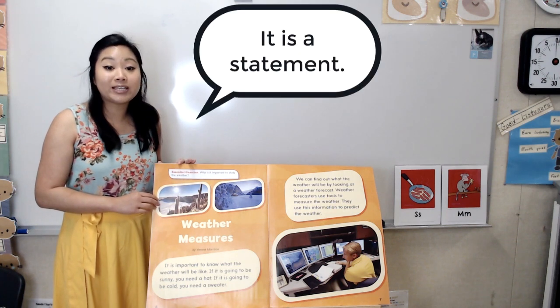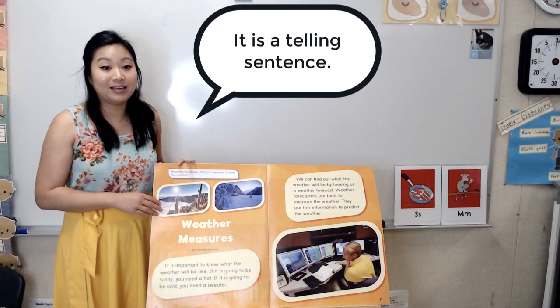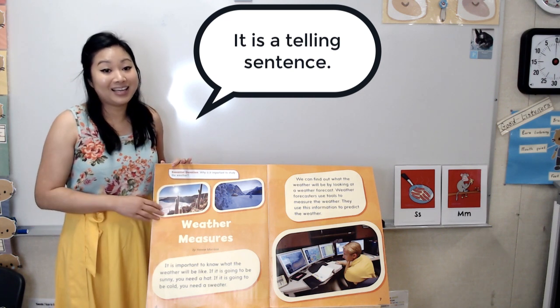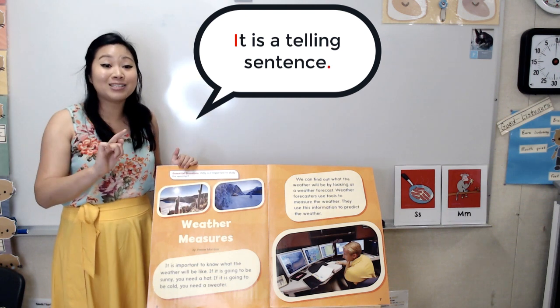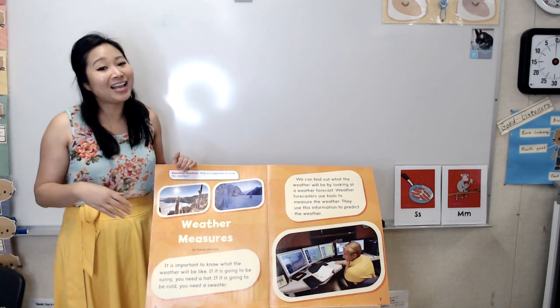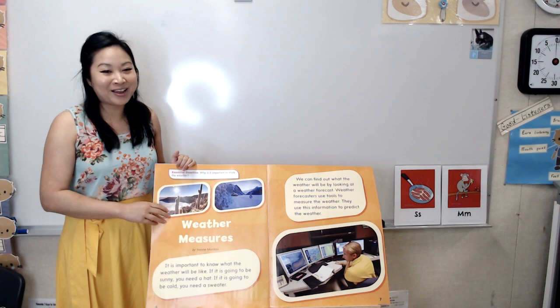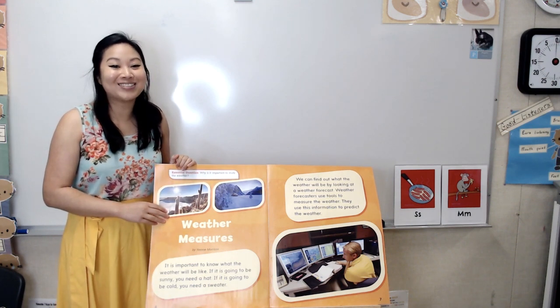A declarative sentence is a statement. It is a telling sentence. It is a sentence that begins with a capital letter and ends with a period. And it's just telling you something. All right, friends, let's get ready to read our story.